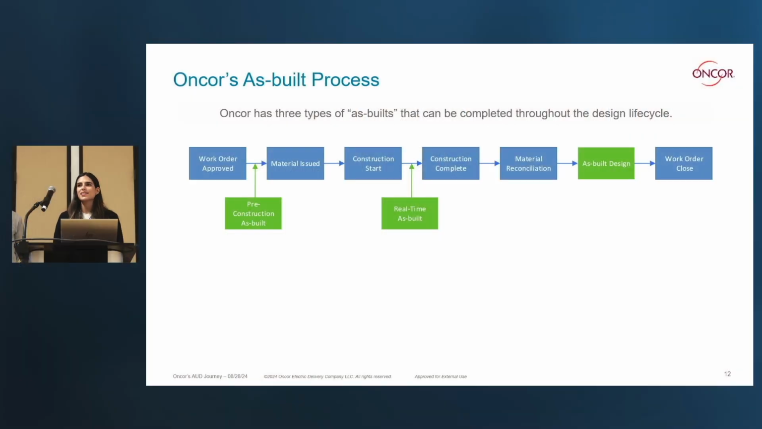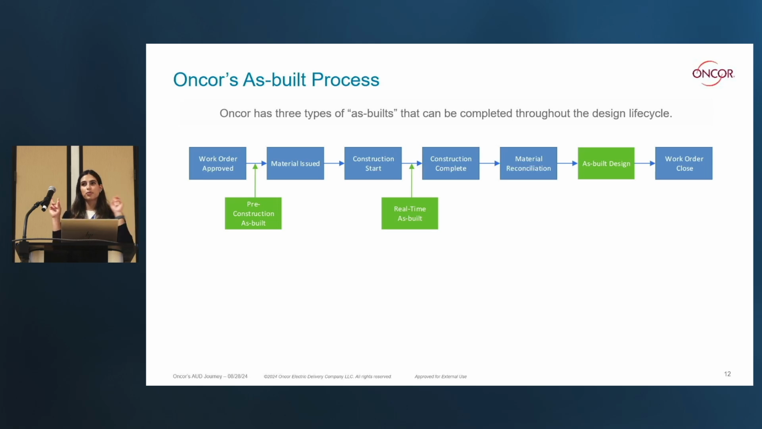So now I'll kind of talk a little bit about our as-built process. So like I said, at any point after the work order is approved, we allow our designers to complete as-builts. So anything after approval is considered an as-built, even though most of the time a true as-built is really at the end. But basically, we have three kinds.